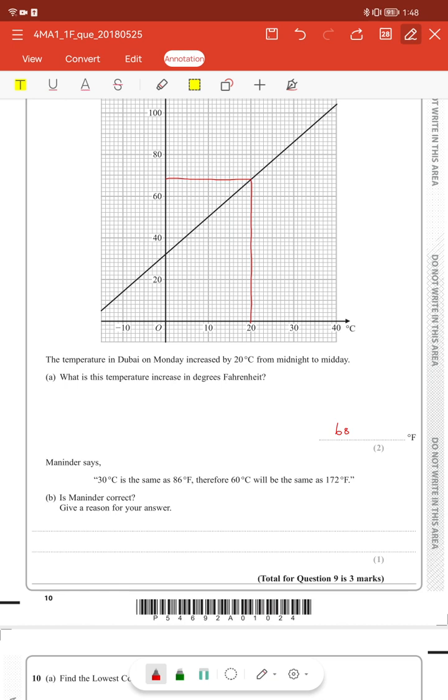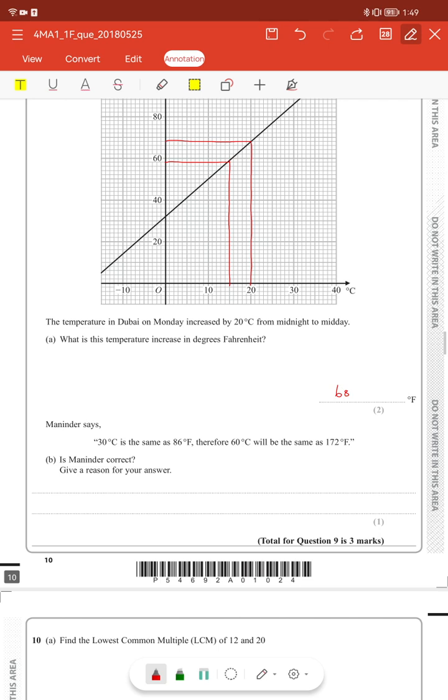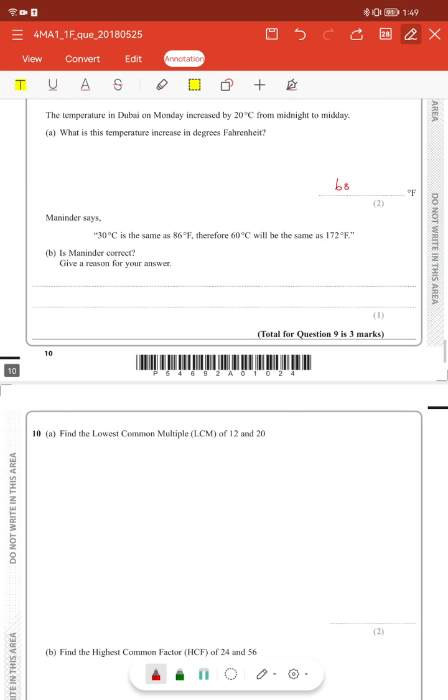Well, by that logic, we should see if 15 degrees would be half. So 15 degrees is about 59. So no, he is not, because it does not double each time.